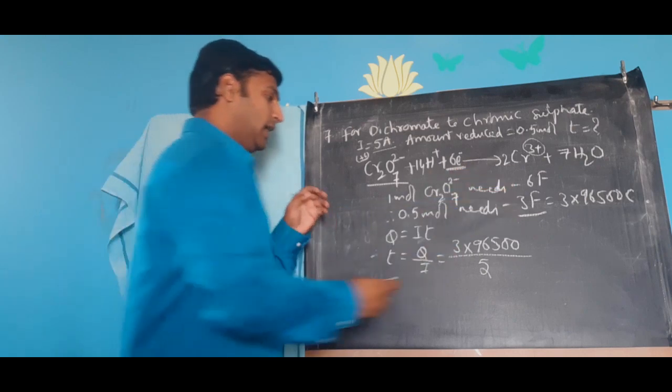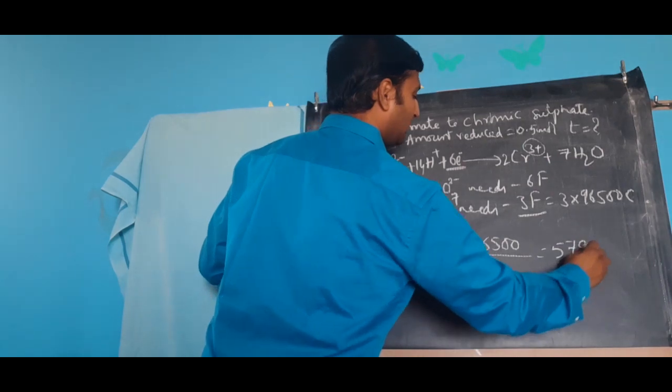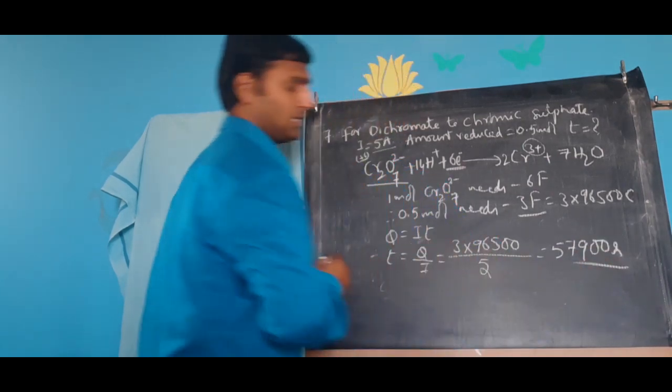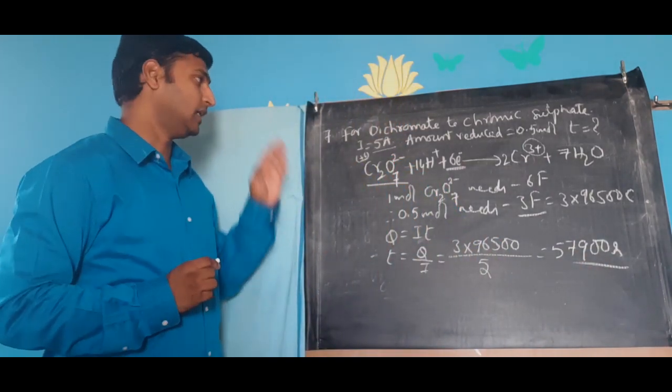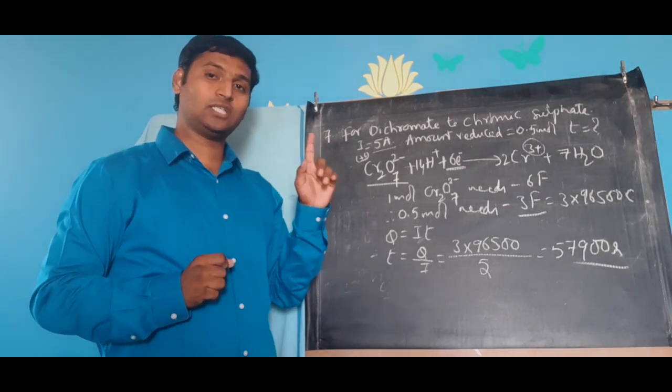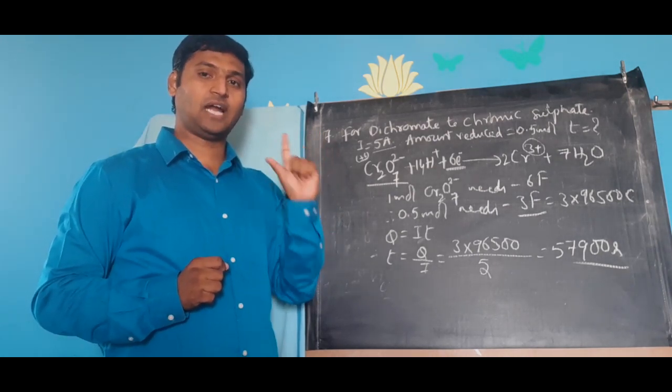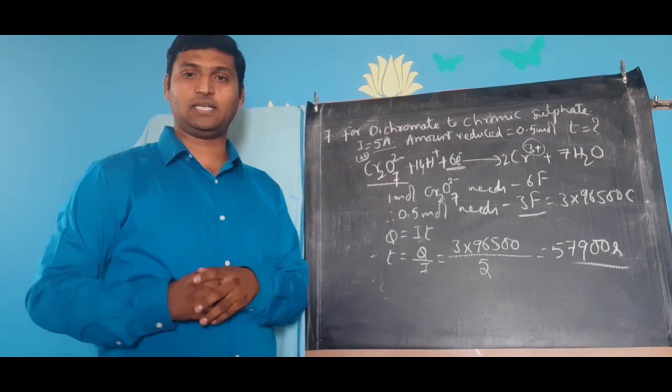Okay. You will end up getting 57,900 seconds. Okay. That is problem number 7, in which quantity of substance and current are given, time required is asked.